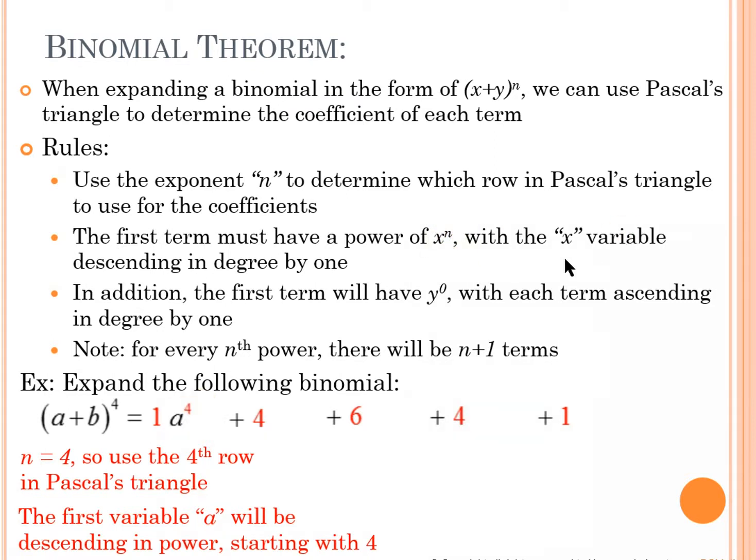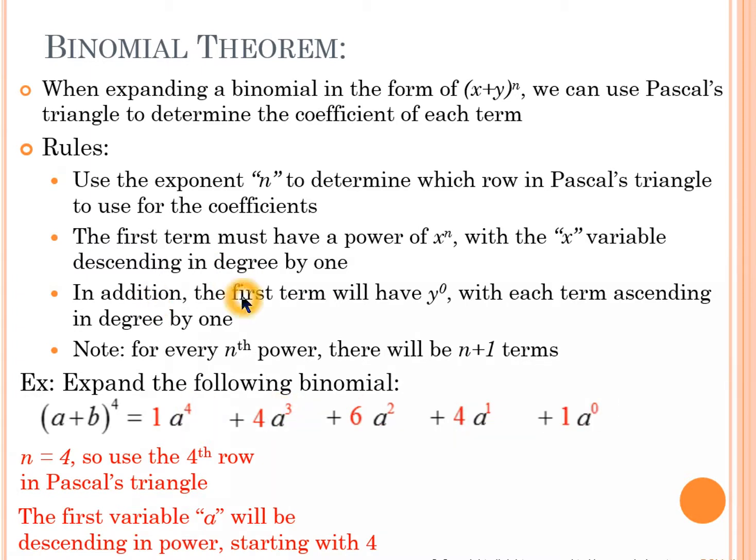And then basically the x variable will decrease in degree by 1. So I don't have an x variable, I have an a variable, which is this term right here. And so this will actually go down in power. So if I have a to the power 4, then the next term will be a to the power of 3, a to the power 2, a to the power 1, and then a to the power 0. So there it is, a to the power 3, a to the power 2, a to the power 1, and a to the power 0. So I've correctly applied the second rule here, where the x variable will go down in degree by 1. So 4, 3, 2, 1, 0.